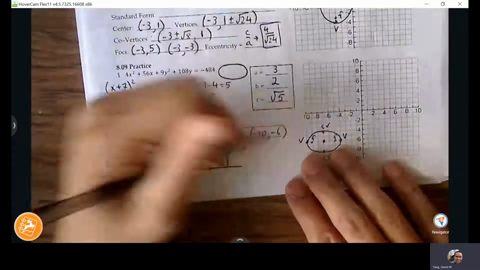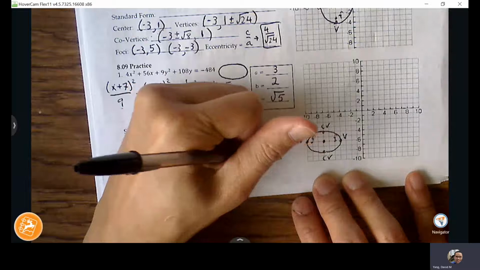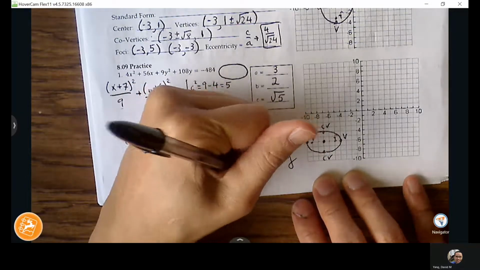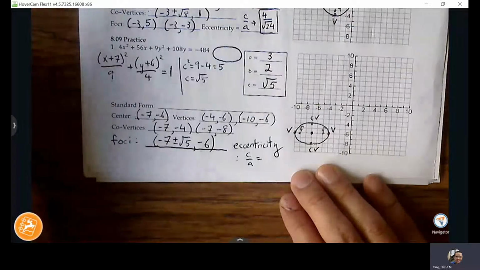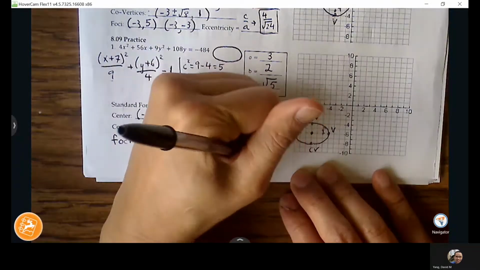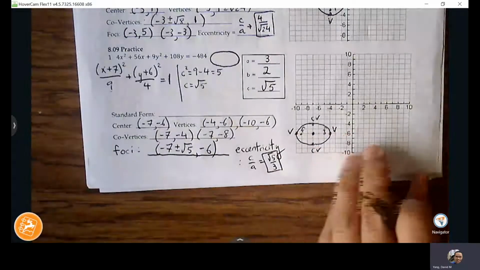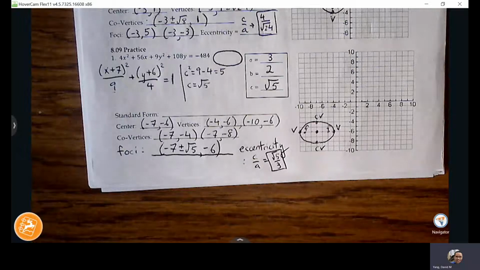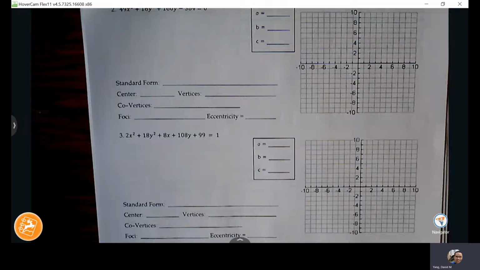Oh, we've got to find eccentricity. Sorry, that line got cut off. So your eccentricity here is C over A. Root 5 over 3, right? That line got pushed to the next page. Okay, go ahead and try number 2 on page 19.